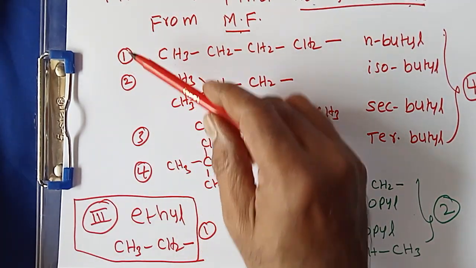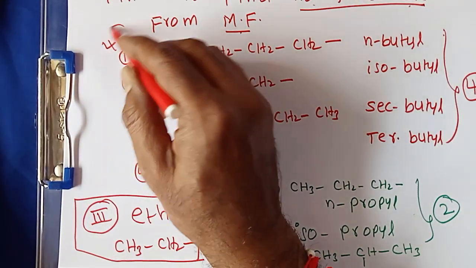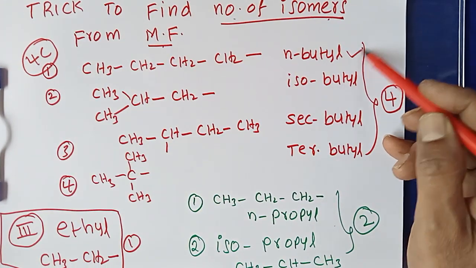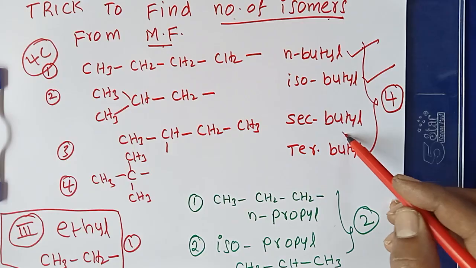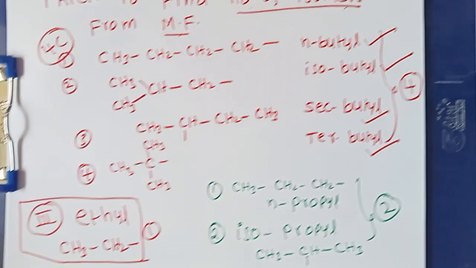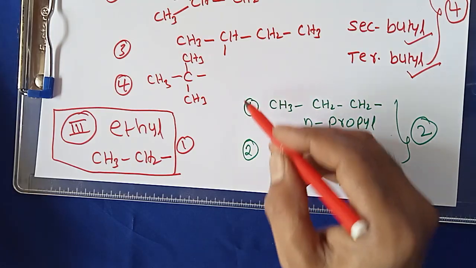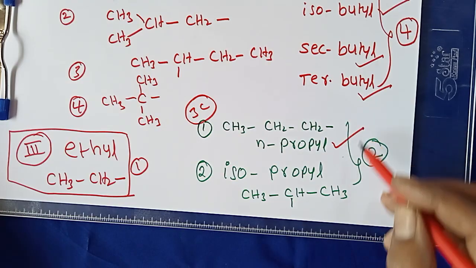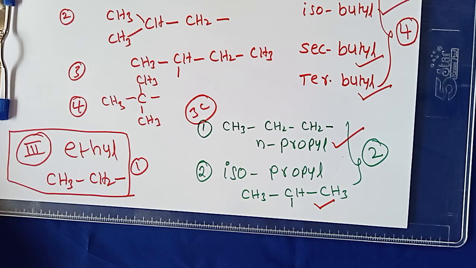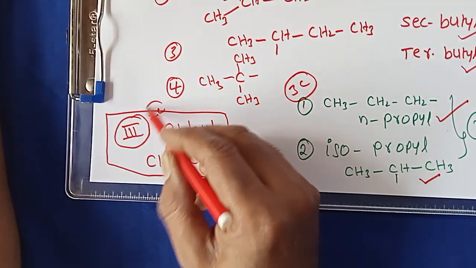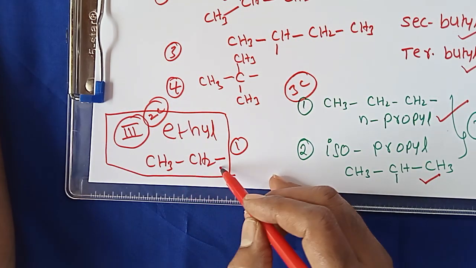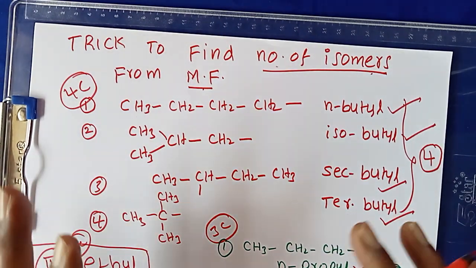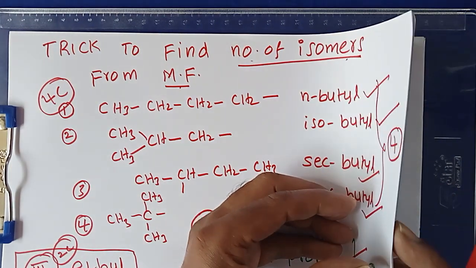What is the first basic rule? With 4 carbons, how many alkyl groups? 4 groups only: n-butyl, isobutyl, secondary butyl, tertiary butyl. Next, with 3 carbons, how many alkyl groups? One is n-propyl, another one is isopropyl. Next, with 2 carbons, only 1 ethyl group, simple n-ethyl, normal ethyl. So these are the first basic rules for molecular formula.